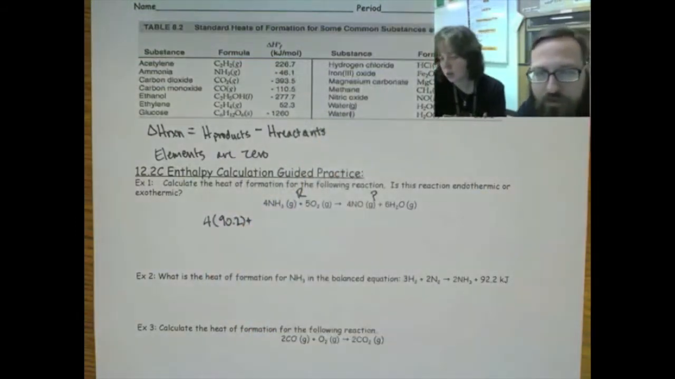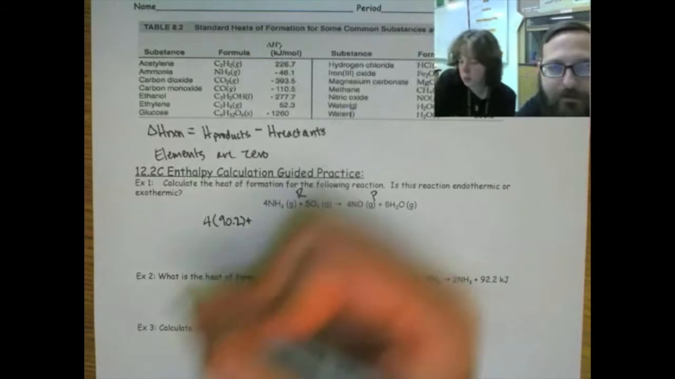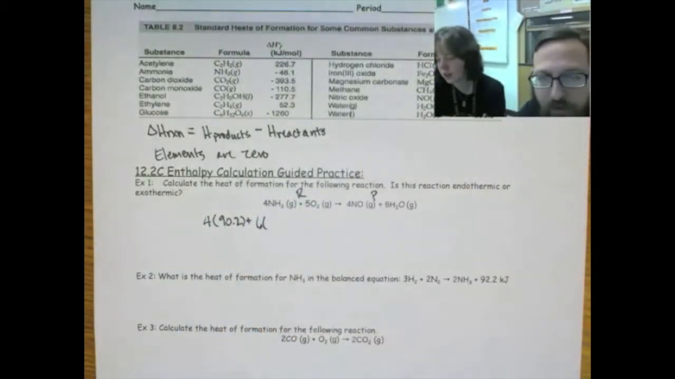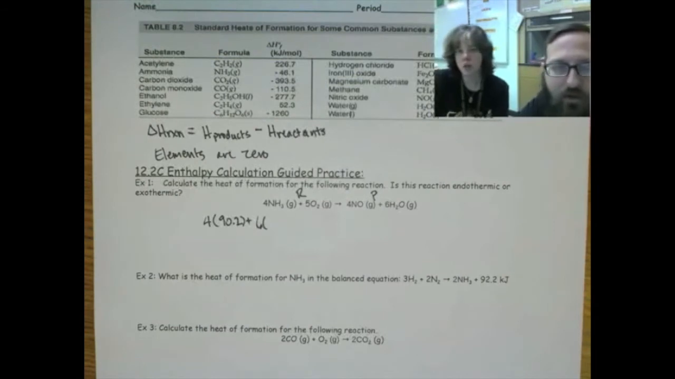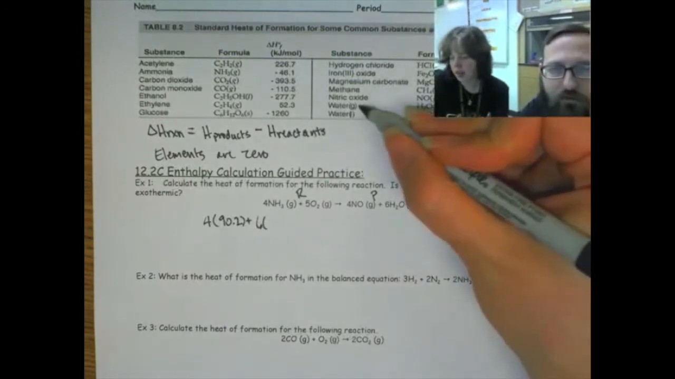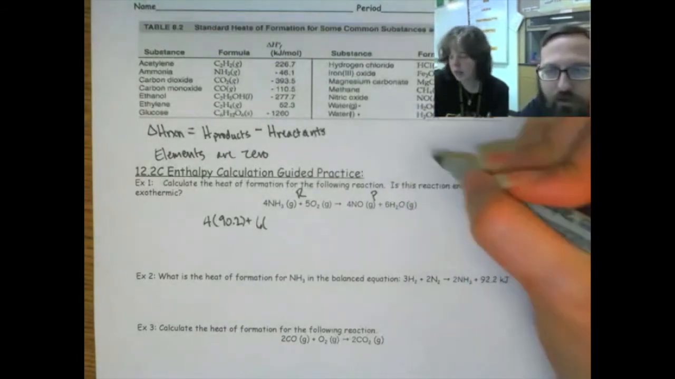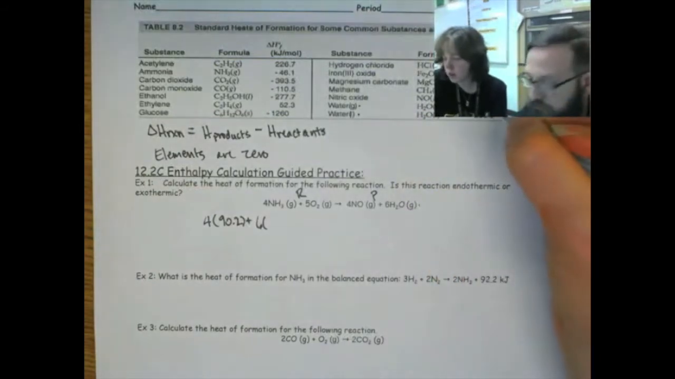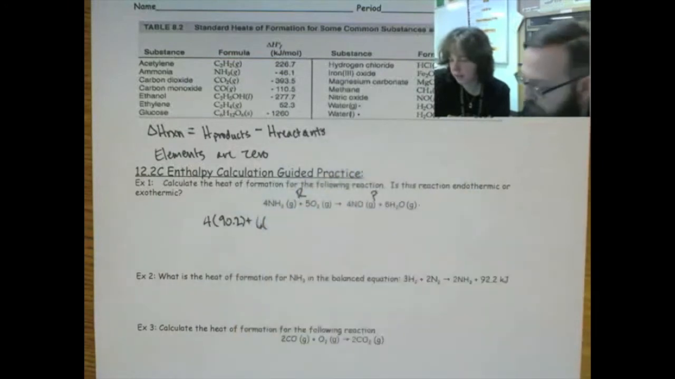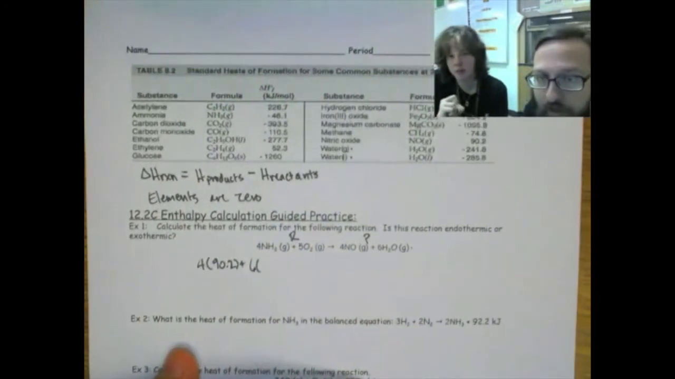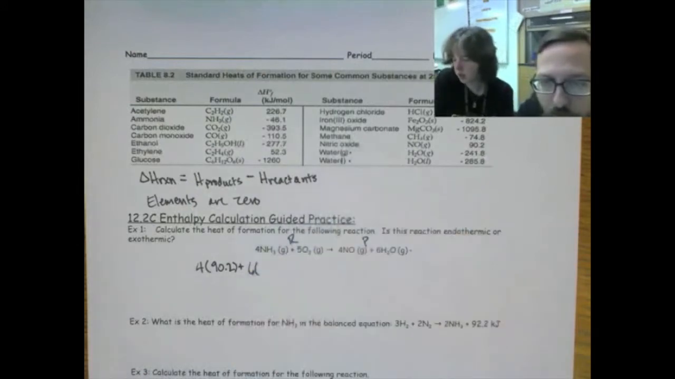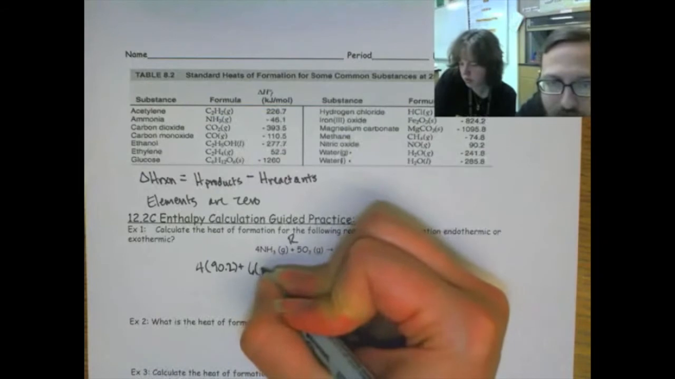H2O, 6 of them. You've got to be careful on this one. This is H2O with a G after it. It's a gas. We've got 2 options on our water: water as a gas and water as a liquid. Because it's a gas, we use the one with the G. So our number for that is going to be what? H2O gas is negative 241.8.